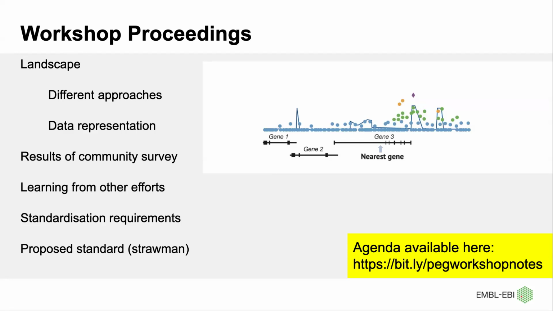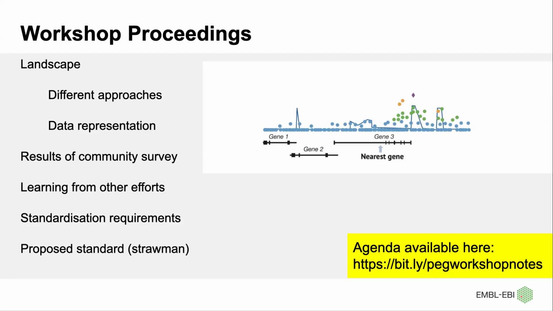As Noelle mentioned, this is a fast-moving space. But the different presenters talked about the range of different approaches that people can take to address this task of going from a variant and figuring out what the effector gene is. We had a lot of people talking about all the different ways the data can be represented, and the diversity in that representation. Noelle mentioned we did a community survey, so the results of that survey were presented.